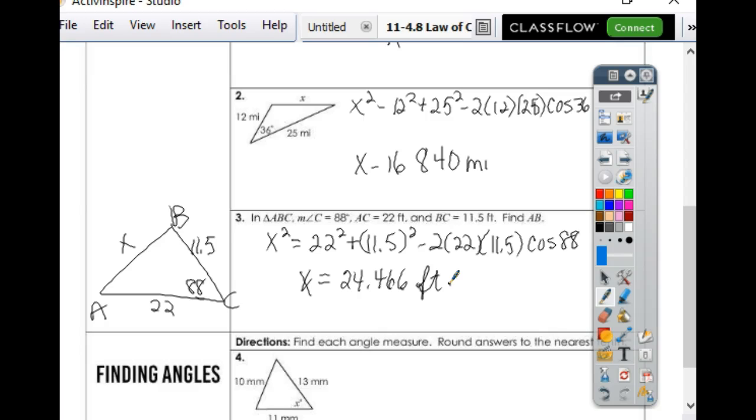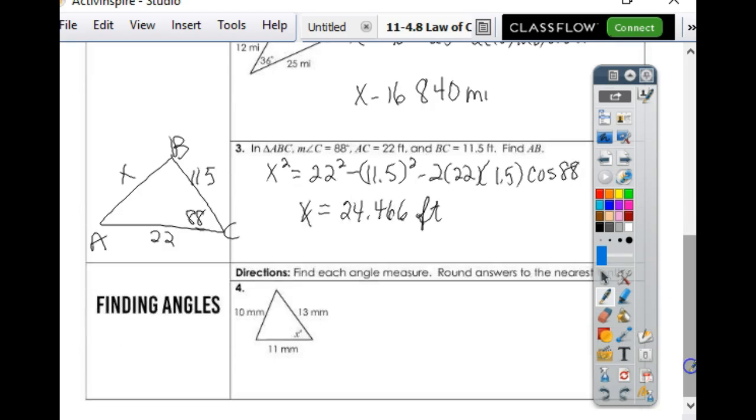How'd you do? We're good? I told you, this is easy. I can't make it harder. This is it. So we have two more examples we're going to do. I'm going to do number 4, and then I'm going to do number 6.